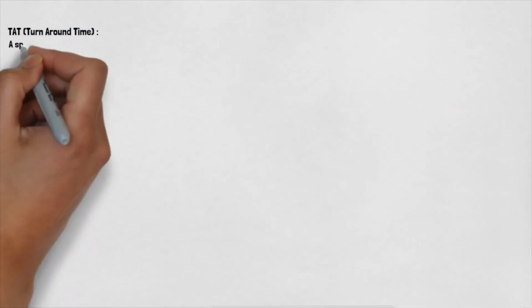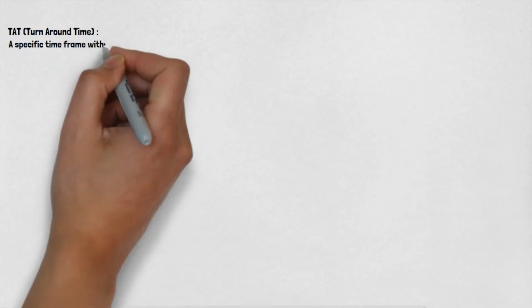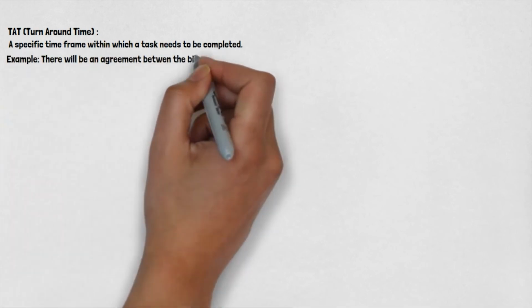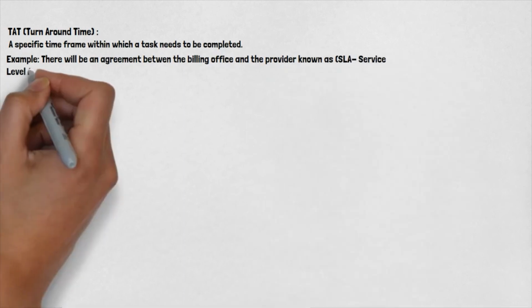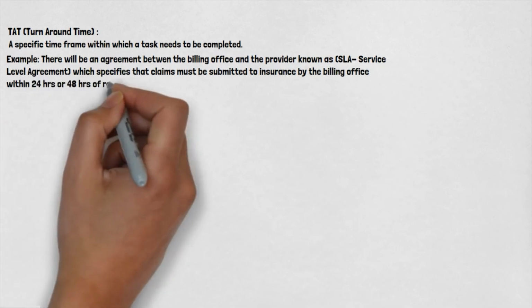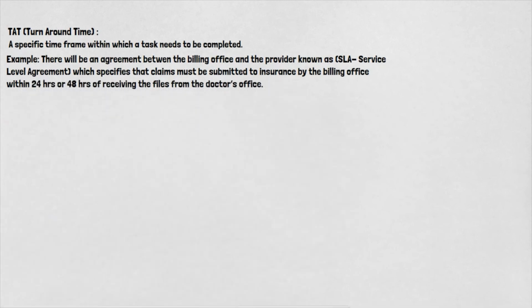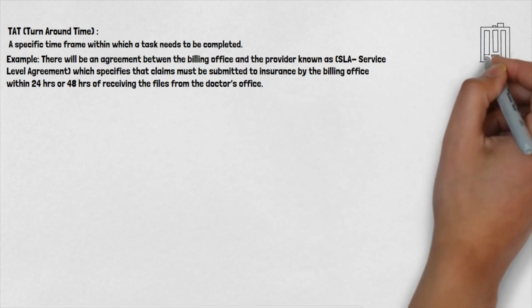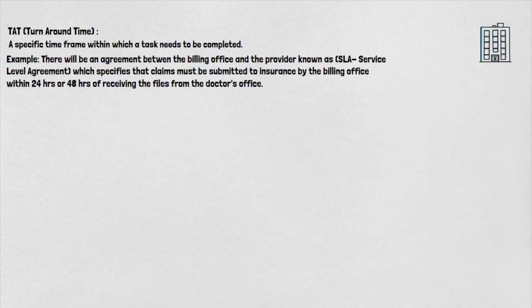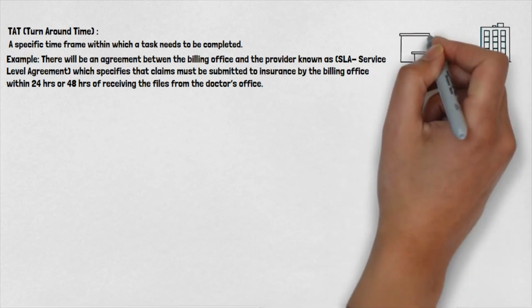Now the next one is TAT, which is turnaround time, a specific time frame within which a task needs to be completed. Example, there will be an agreement between the billing office and the provider known as SLA, which is service level agreement, which specifies that claims must be submitted to the insurance company within 24 hours or 48 hours of receiving the files from the doctor's office.